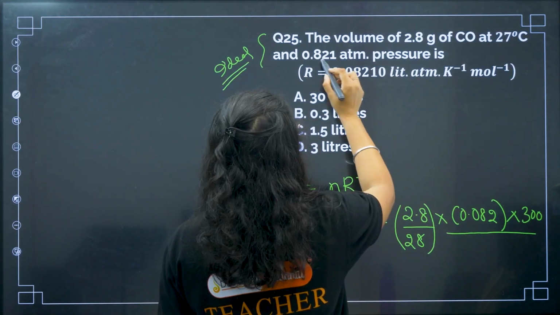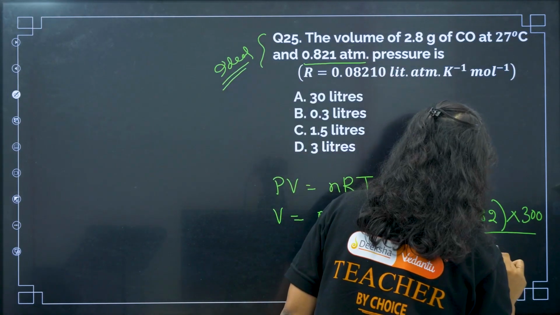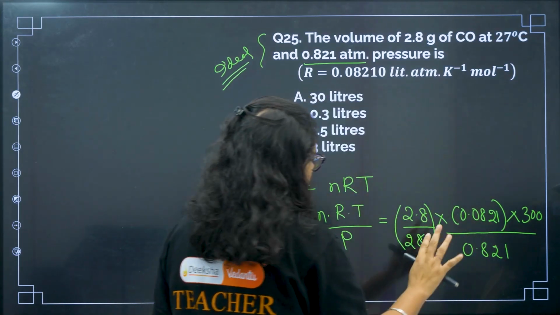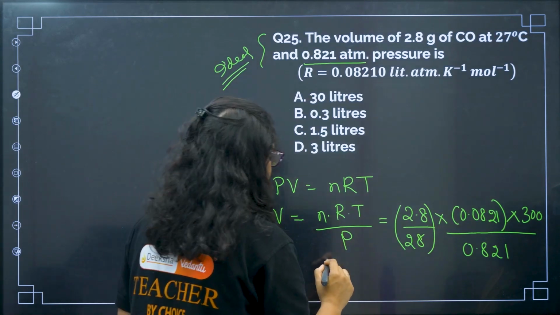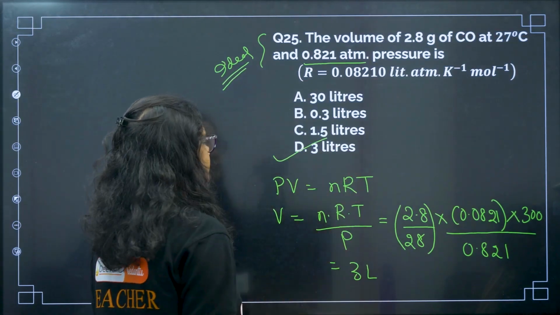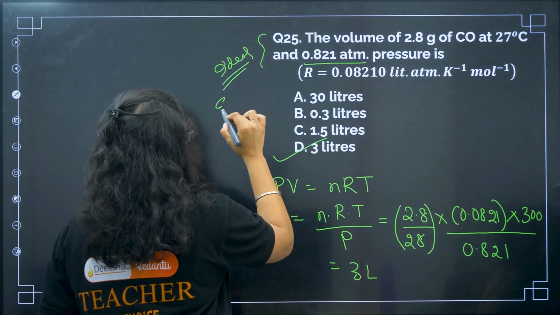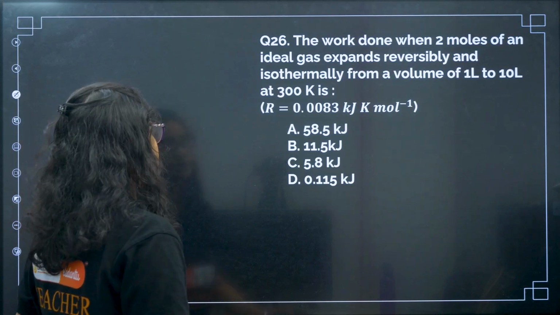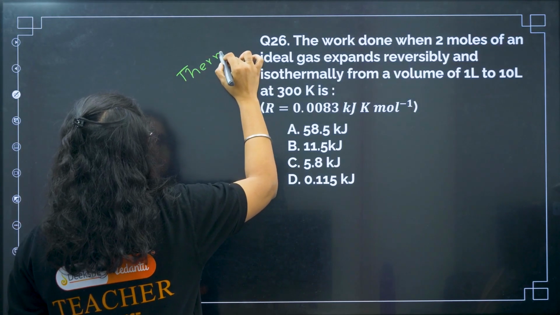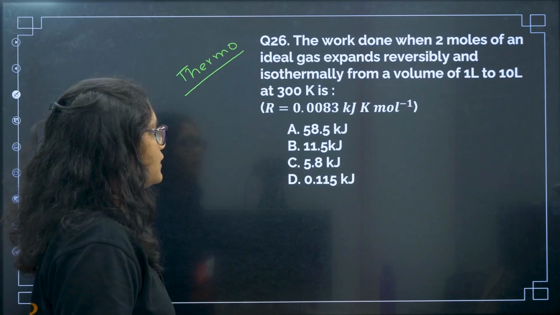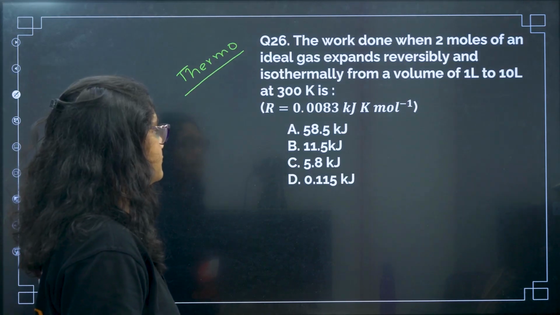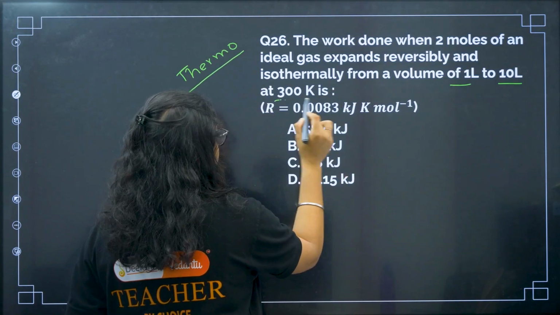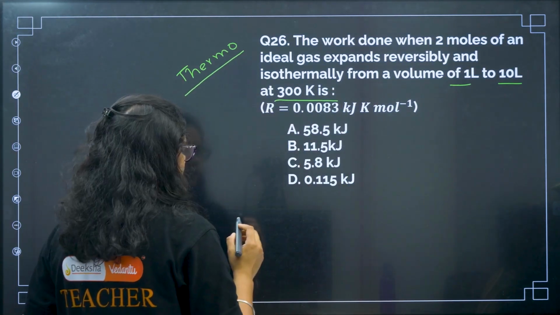And then we have pressure. Pressure is 0.821. Okay, so you can see how the numbers are given so that they can be easily cancelled. So if you solve this, you will be getting around 3 liters. Okay, so the correct answer for this question is option number D. Again, a very easy question. Okay. Now coming to question number 26, the work done when, so work done question means from thermodynamics, right? The work done when 2 moles of an ideal gas expands reversibly and isothermally from a volume of 1 liter to 10 liter at 300 Kelvin. Okay, so we need to calculate here work done formula.